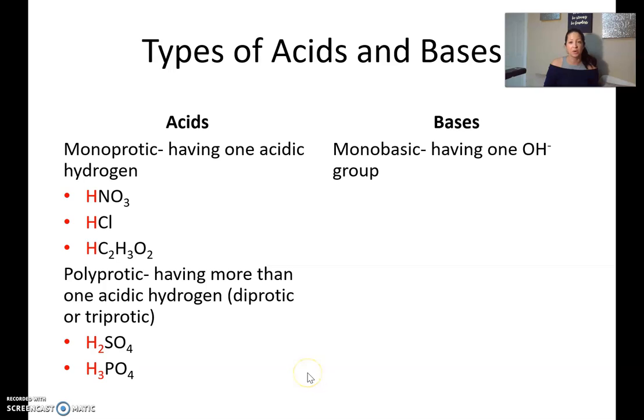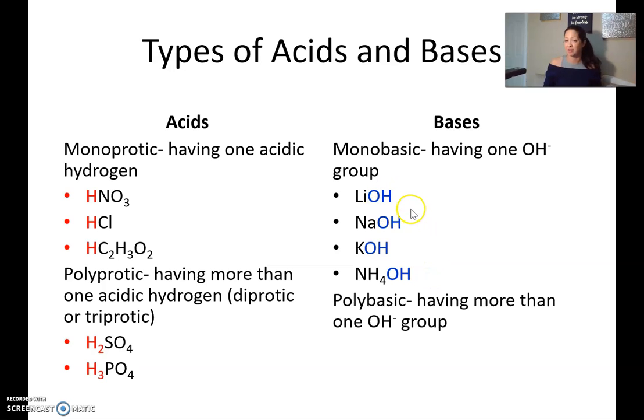Bases are similar, but we're going to be looking at the hydroxide ion, the OH. If it only has one hydroxide ion, it's monobasic. So lithium hydroxide, sodium hydroxide, potassium hydroxide, ammonium hydroxide, these are all monobasic. It doesn't matter if it's a polyatomic or has one element with the OH, these are all going to be monobasic because they all have one OH ion.